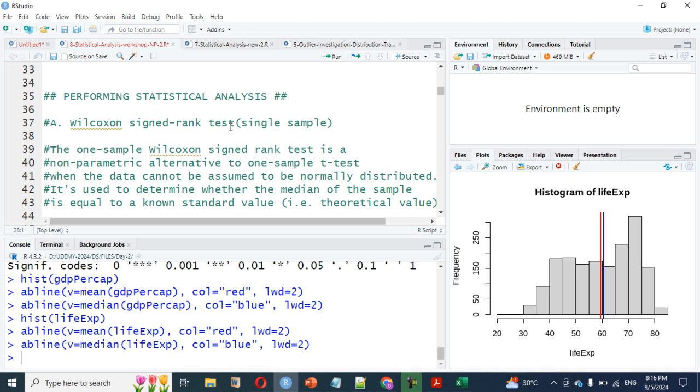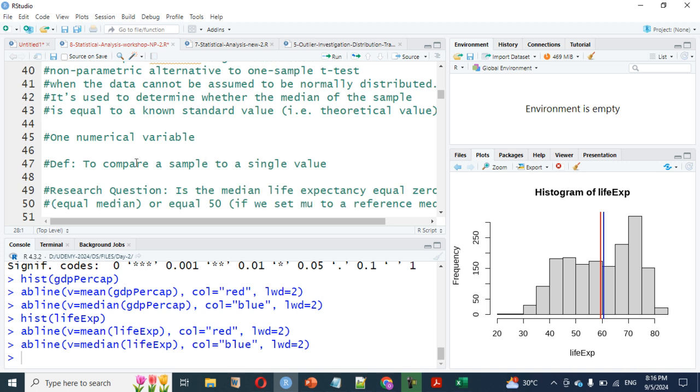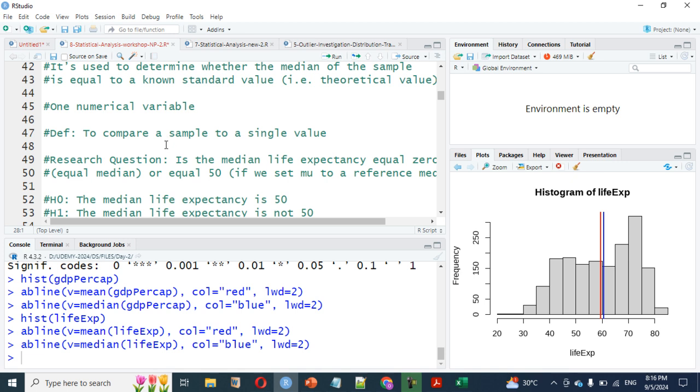Same thing is applicable here. We have a known value as well, called the reference value or theoretical value. But in this case we will be using the median, not the mean. Before, it was the mean we used under the parametric t-test. Now we're using the median to test. This deals with one numerical variable, which is mostly supposed to be a continuous variable. The definition simply means comparing a sample to a single value.